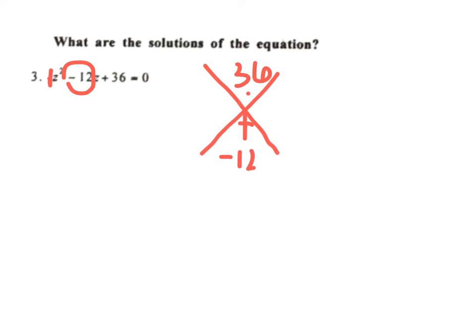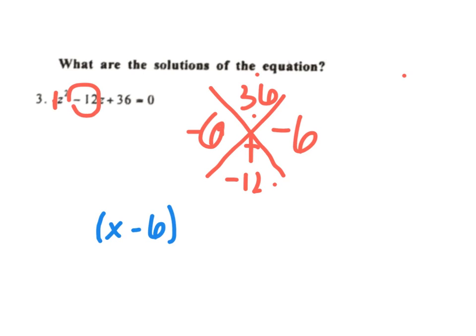What multiplies to 36 and adds to -12? This one's going to be -6 and -6. If I do -6 times -6, I get a positive 36. If I do -6 plus -6, I get a -12. So my two factors are going to be x minus 6 times x minus 6.